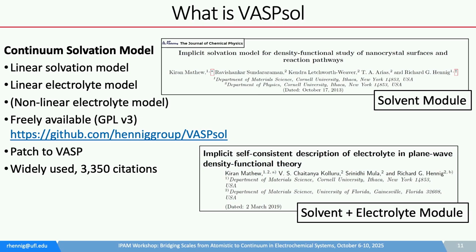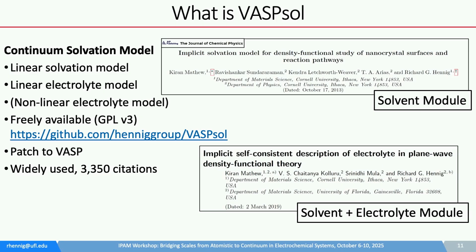So VASPsol, Kieran, here he is, and we had several authors from the Arias group, which helped with some of the development, was published in 2013. I think the paper, I'm calling them 2014 parameters. I don't know why. Here we are with that original model. That's just dielectric screening. The second model, Kieran had graduated, Chaitanya had taken over, that was finished quite a few years later. That included the electrolyte model.